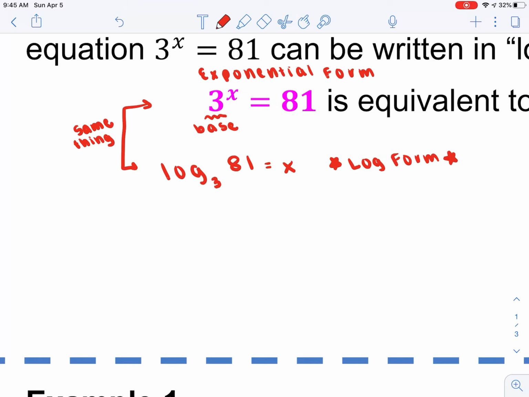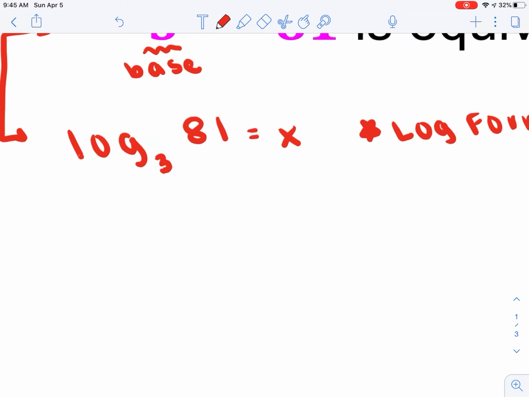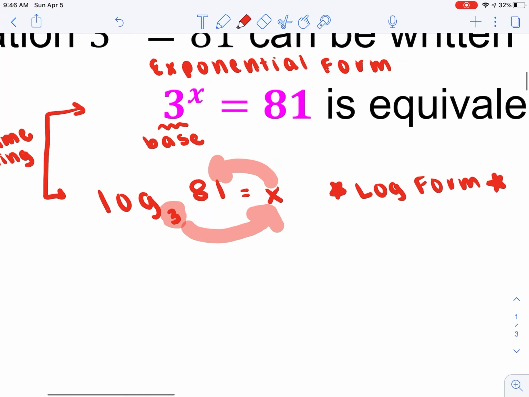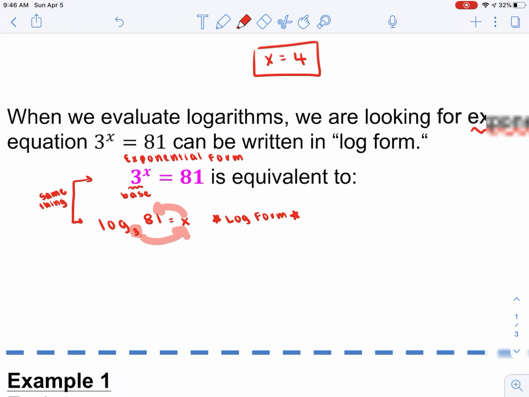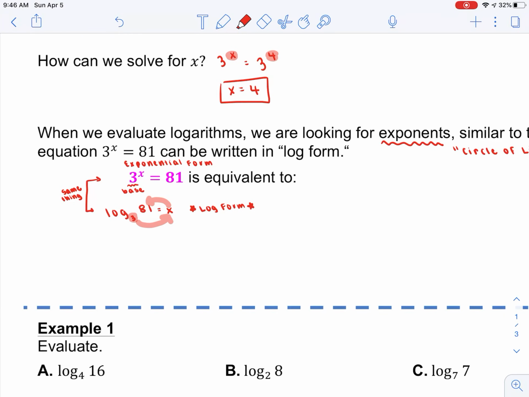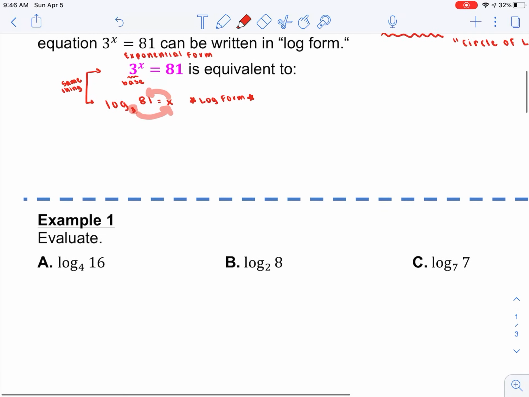Now, I talked to you guys about this idea of the circle of life. The circle of life says that you start at the base of the log, you go over the equal sign, and that becomes the exponent on that base, and it's going to equal the number that is to the right of the log. 3 to the x power equals 81. That's exactly what it says up here in pink. So I know that this is super strange. I know that that's probably very confusing, but I think the best thing to do is just to practice, evaluate, do some examples, and then I think you'll start seeing what I mean by the circle of life.